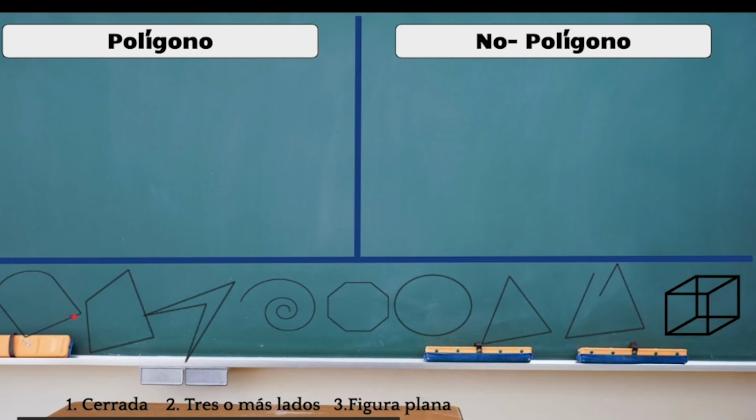Comencemos con el primero. Aquí tenemos esta figura que tiene lados rectos, sí, pero veo que aquí tiene un lado que no es una línea, ¿no? Vale, entonces esta figura yo la clasificaría como no polígono. Vamos a continuar con la siguiente.